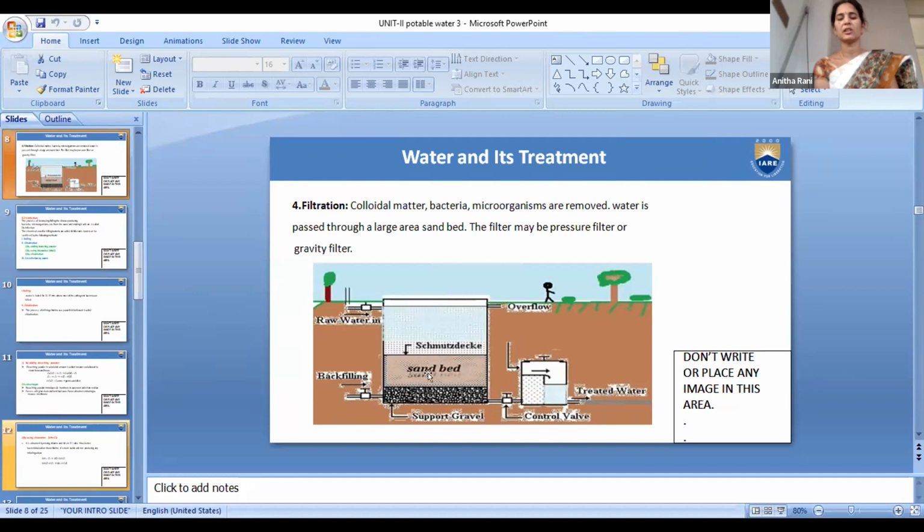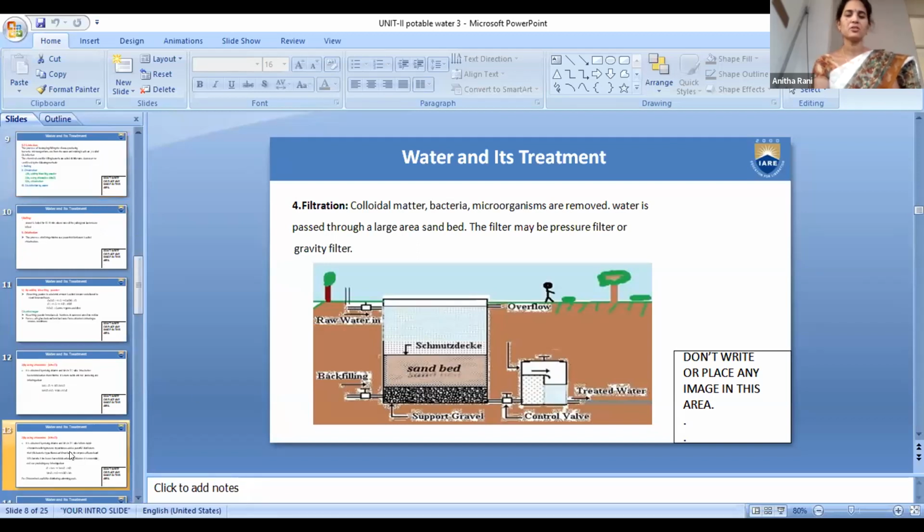So 3 layers we will arrange, and we'll pass the raw water. We will pass the water after completing the coagulation process on the surface of the sand bed so that we can remove any colloidal matter in water or some of the bacteria or microorganisms. These are removed by the filtration process. So next is the 5th step. This is important.